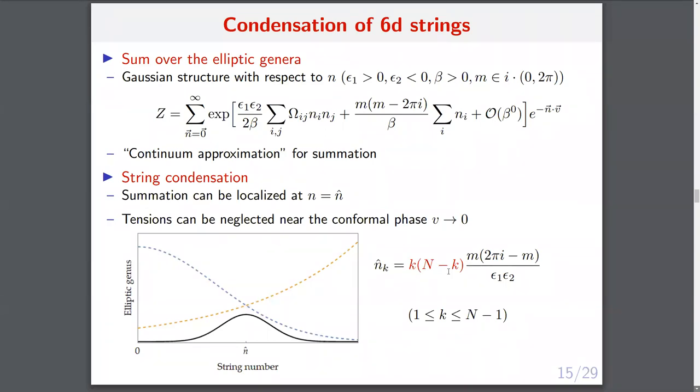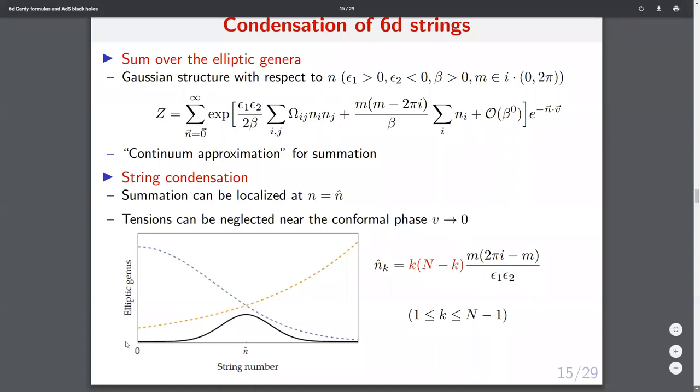Sorry, may I ask a question, please? About the other range of parameters like epsilon 1, epsilon 2? Why does it have to be restricted to this range, plus and minus? What about the other? And also the.